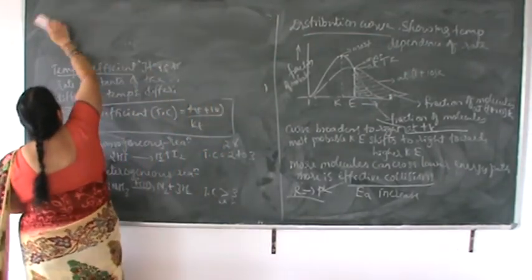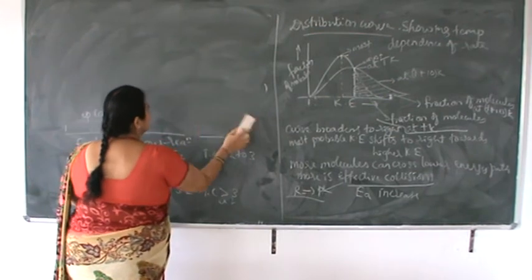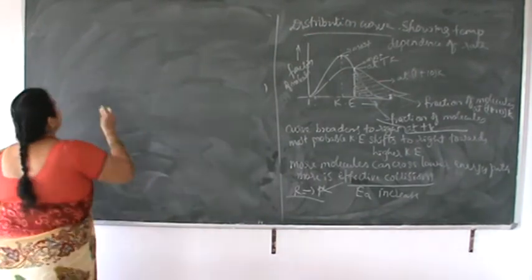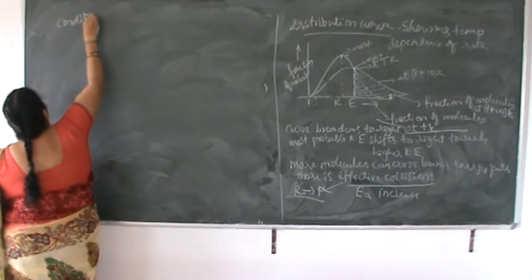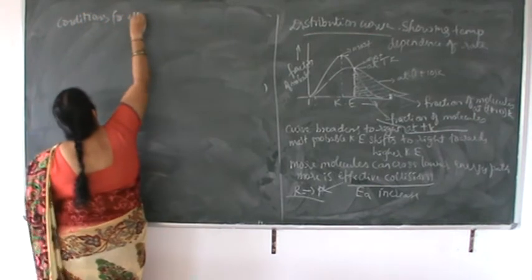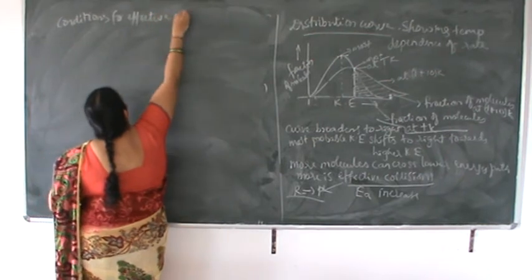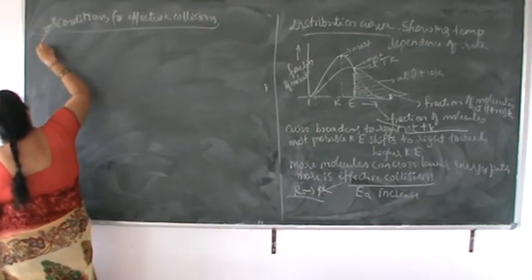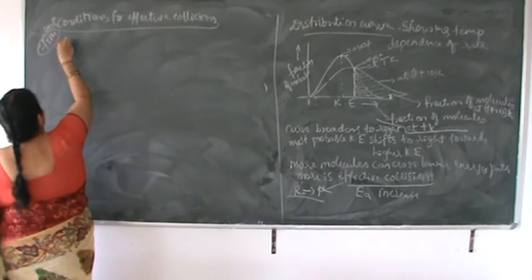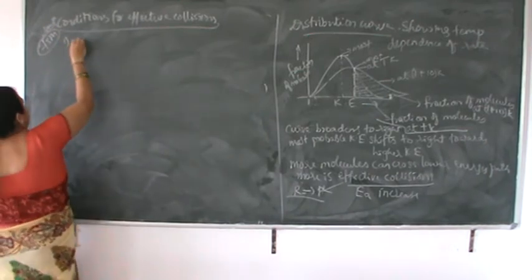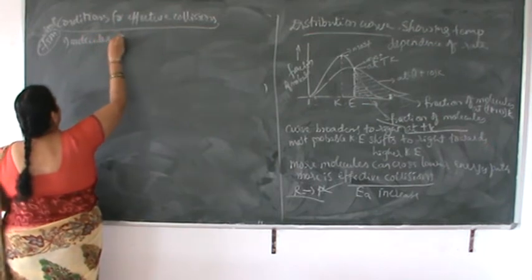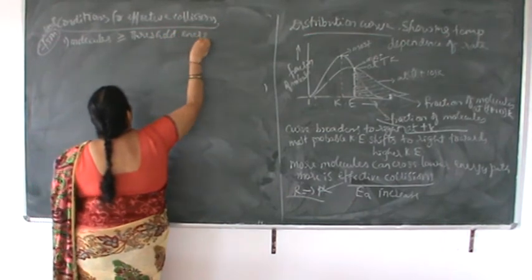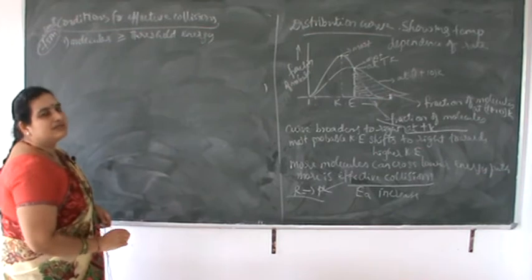There are three conditions for effective collisions. This is important and may be asked for 2 or 3 marks. The first one: the molecules must have energy greater than or equal to the threshold energy.